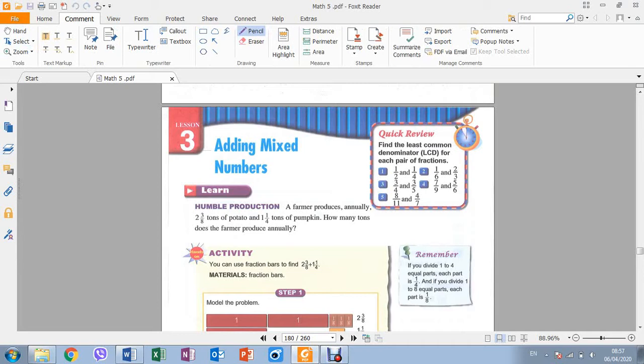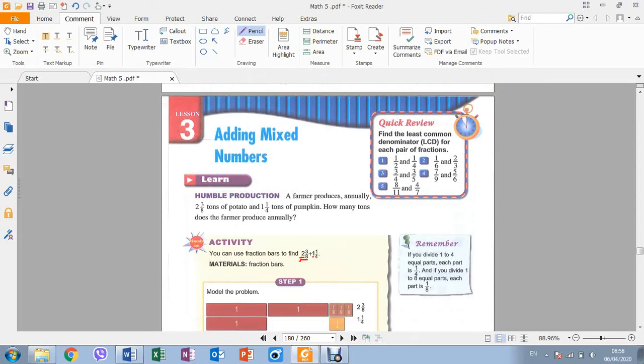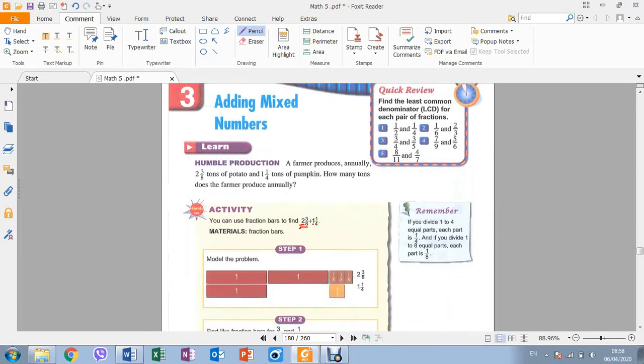The first step, what do we need to do? Look, we have two mixed numbers. What does a mixed number consist of? It consists of a whole number with a fraction. So the big number next to it is the whole number, and next to it is the fraction. All together, this is a mixed number. Now the first way we can use fraction bars, or the second way we can use LCM or LCD.